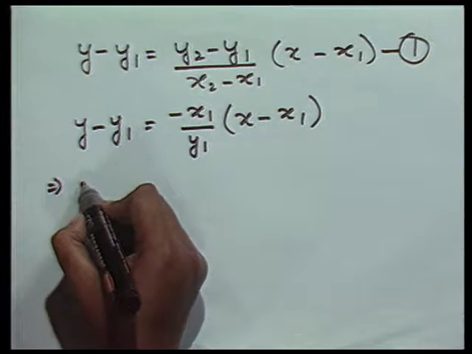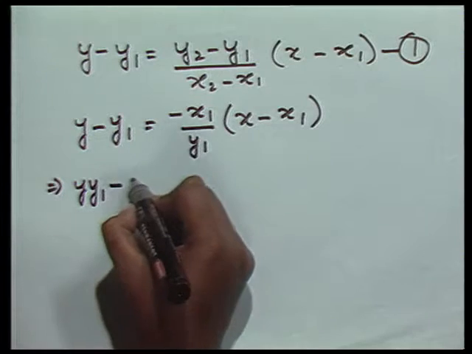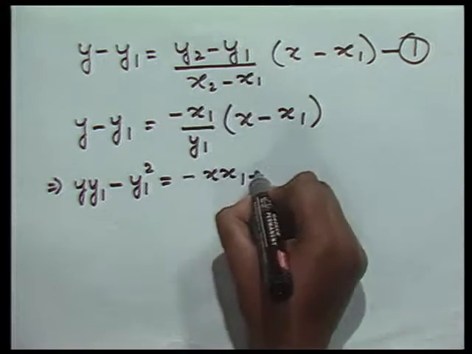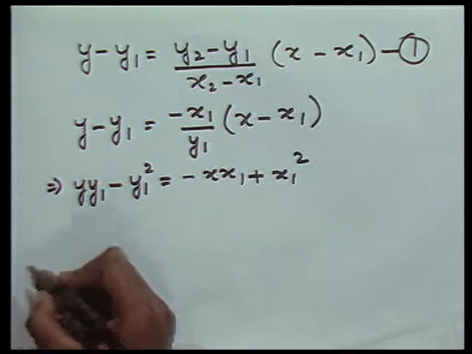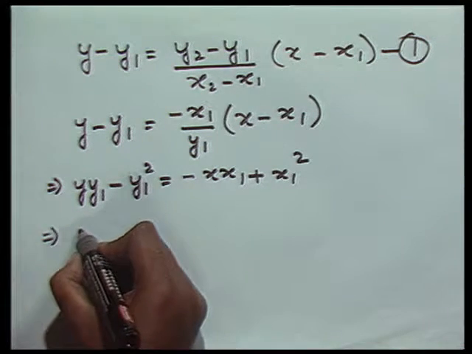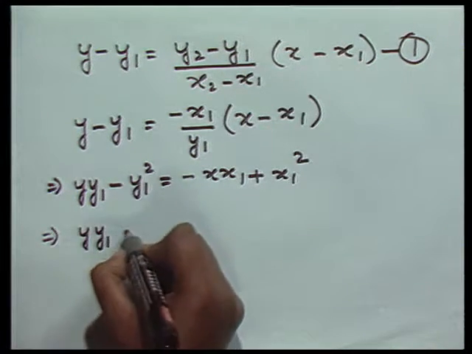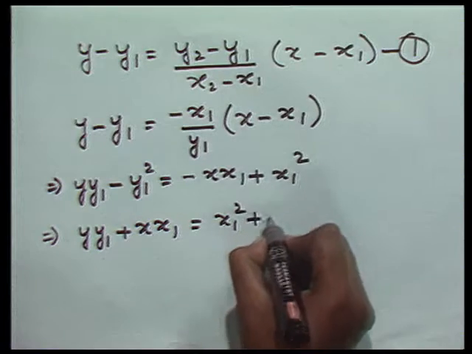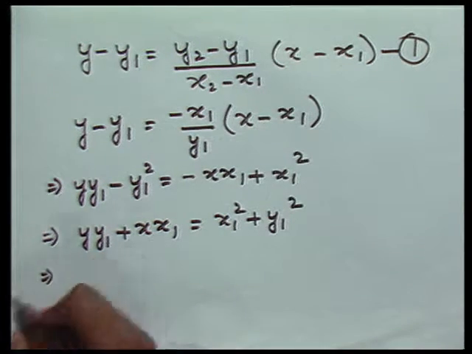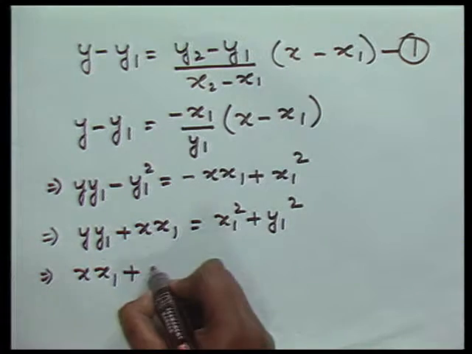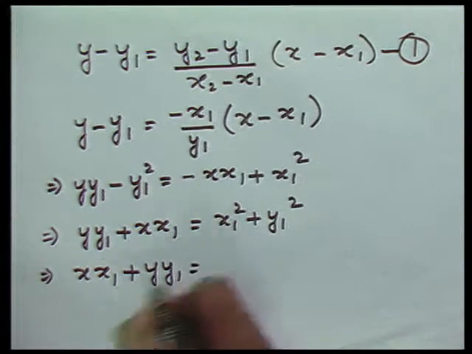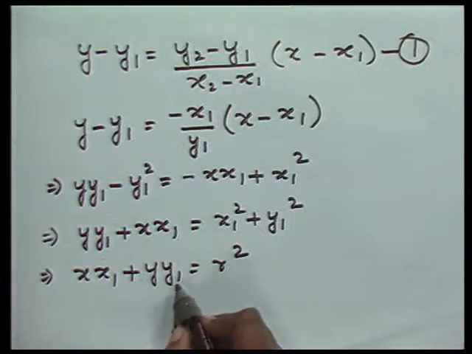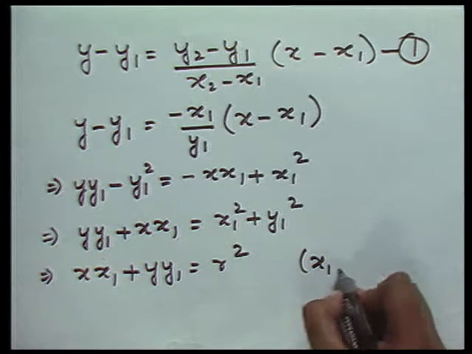which on further solving gives us y1 y minus y1 square is equal to minus x1 x plus x1 square, which further gives y1 y plus x1 x is equal to x1 square plus y1 square, or we can write it as x x1 plus y y1 is equal to r square.